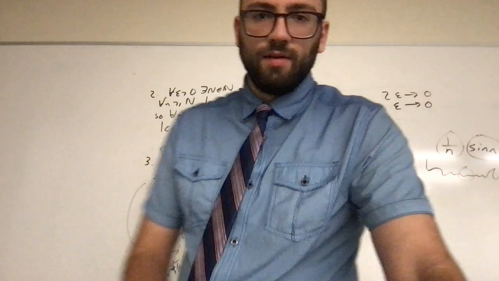Just keep repeating: for all epsilon greater than 0, there exists an N natural number such that for all n greater than N, the absolute value of xn minus A is less than epsilon. If you just keep saying that again and again, it helps.